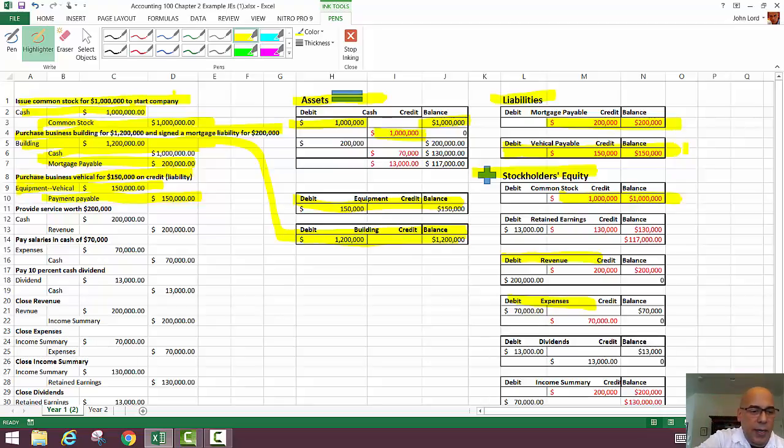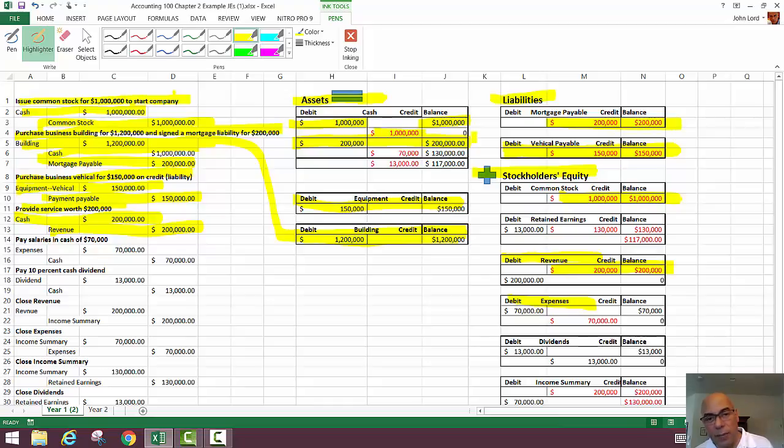Then I provide service worth $200, and they pay me in cash. So since they pay me in cash, I debit cash, I credit revenue for the $200. So now I've got a revenue that I've just credited. My revenue balance goes up to $200,000, and I have an additional $200,000 cash. I post that in my ledger, and now my cash is showing $200,000.